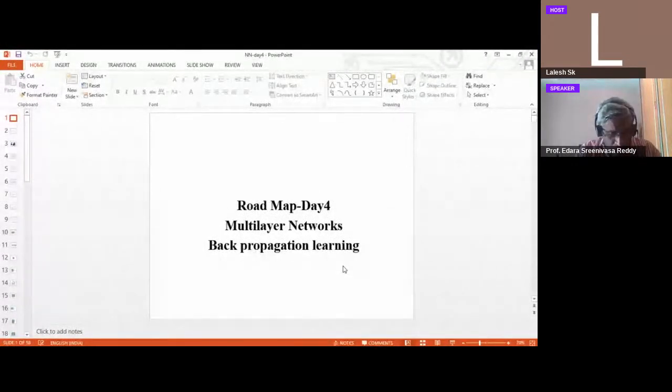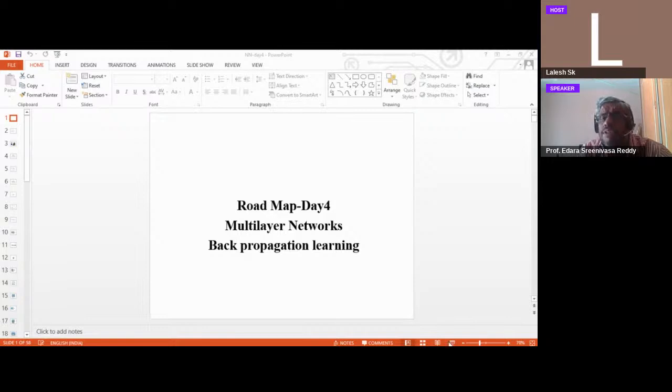So today's roadmap is a discussion about multi-layer networks, feed-forward networks. We have two important aspects. That's why I allotted two entire sessions, for today and tomorrow: feed-forward networks and feedback networks. To understand the feed-forward networks, first of all, you must learn the backpropagation algorithm or backpropagation learning.